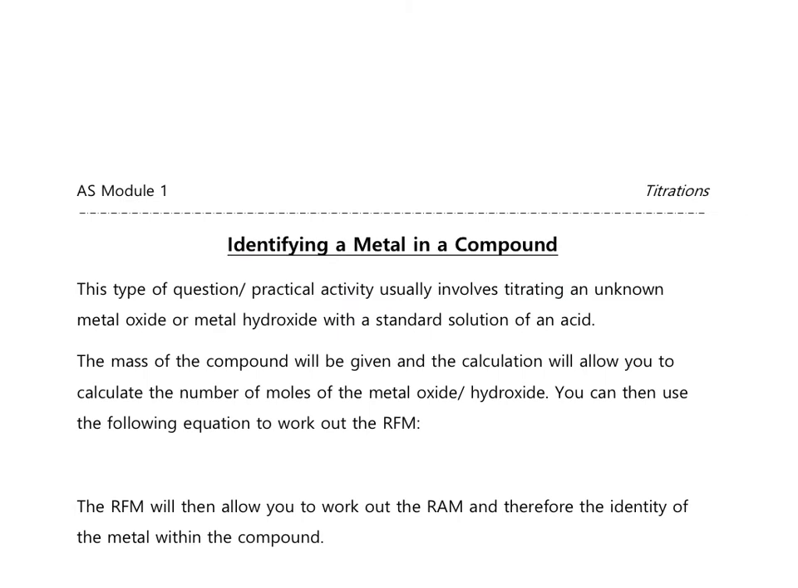So what you'll start off with is a metal oxide or a metal hydroxide. That will be your base, and that will be titrated against a standard solution of an acid. In other words, a solution of acid that you know the concentration of, so that will go into the burette. You will be told the general formula of the metal oxide or the metal hydroxide, and from that you'll be able to tell whether it's a group 1 or a group 2 metal. It's more than likely going to be a group 1 or group 2 metal, although it could be a different metal.